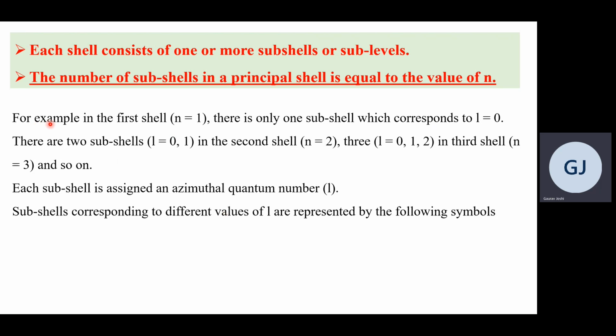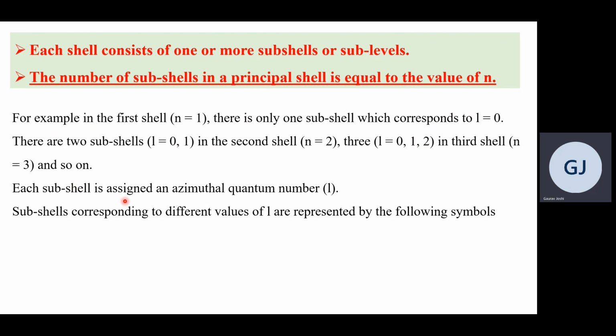For the first example, in the first cell n is equal to 1, there is only one subcell, which corresponds to L equals 0. We have discussed this. Now when n equals 2, the L value can have two numbers, that is 0 and 1, so it will have two subcells. When n equals 3, L can have three values, that is 0, 1 and 2. We have already discussed this in the previous slide.